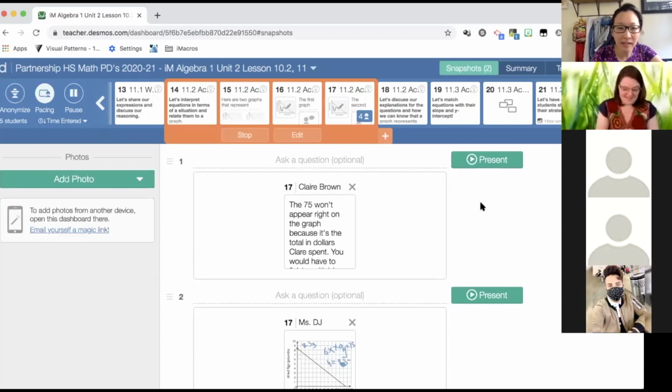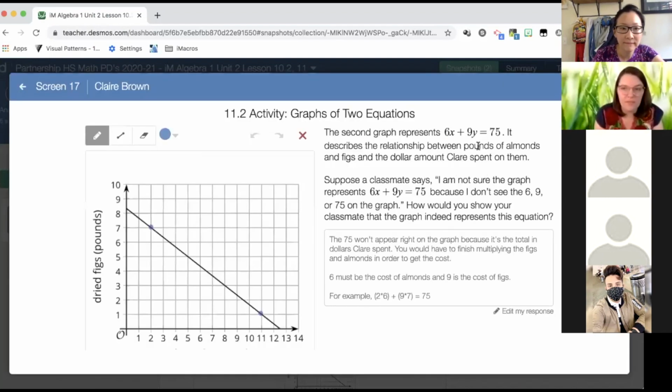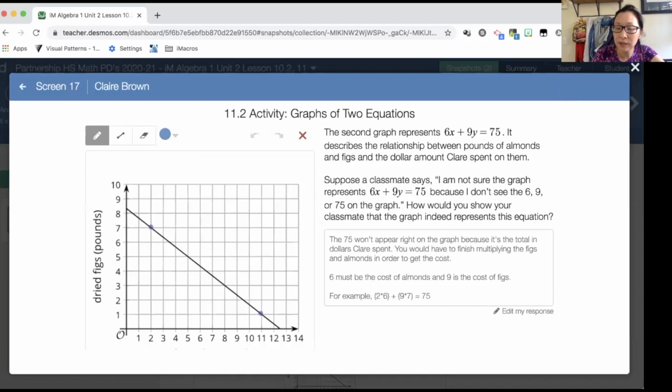So I'm going to ask two of you to present your thoughts on the second problem there. So first, I'd like to invite Claire. Claire, would you share with us your thoughts on how you saw the equation and the graph linked together?